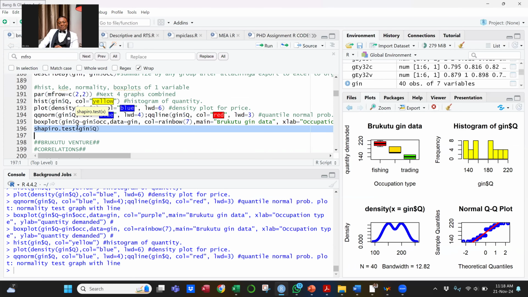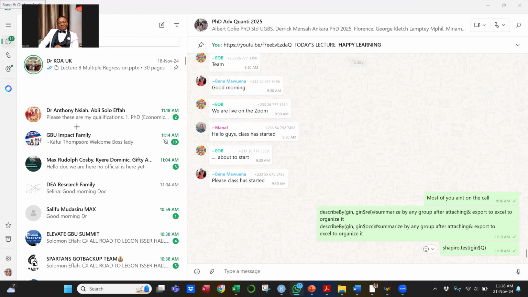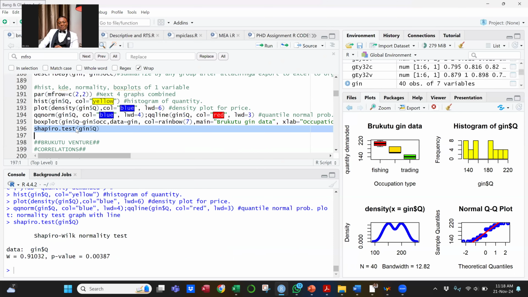Some of you say that, oh, you didn't give us that command. Well, it's there. I've also given you that in case you need it. And in this case, when I did it, you can see that the p-value down here is approximately 0, which means that quantity demanded is not normally distributed. We are done. Let's go to correlation.